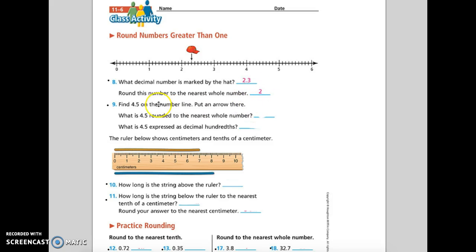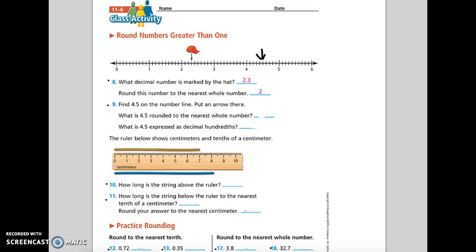All right. Number 9, it says find 4.5 on the number line. Put an arrow there. So we're going to find 4.5. So we've got 4. We're going to count over 1, 2, 3, 4, 5. I want to add an arrow right there. All right, 4.5. And then it says, what is 4.5 rounded to the nearest whole? All right, so go ahead and pause and see if you can figure that one out.